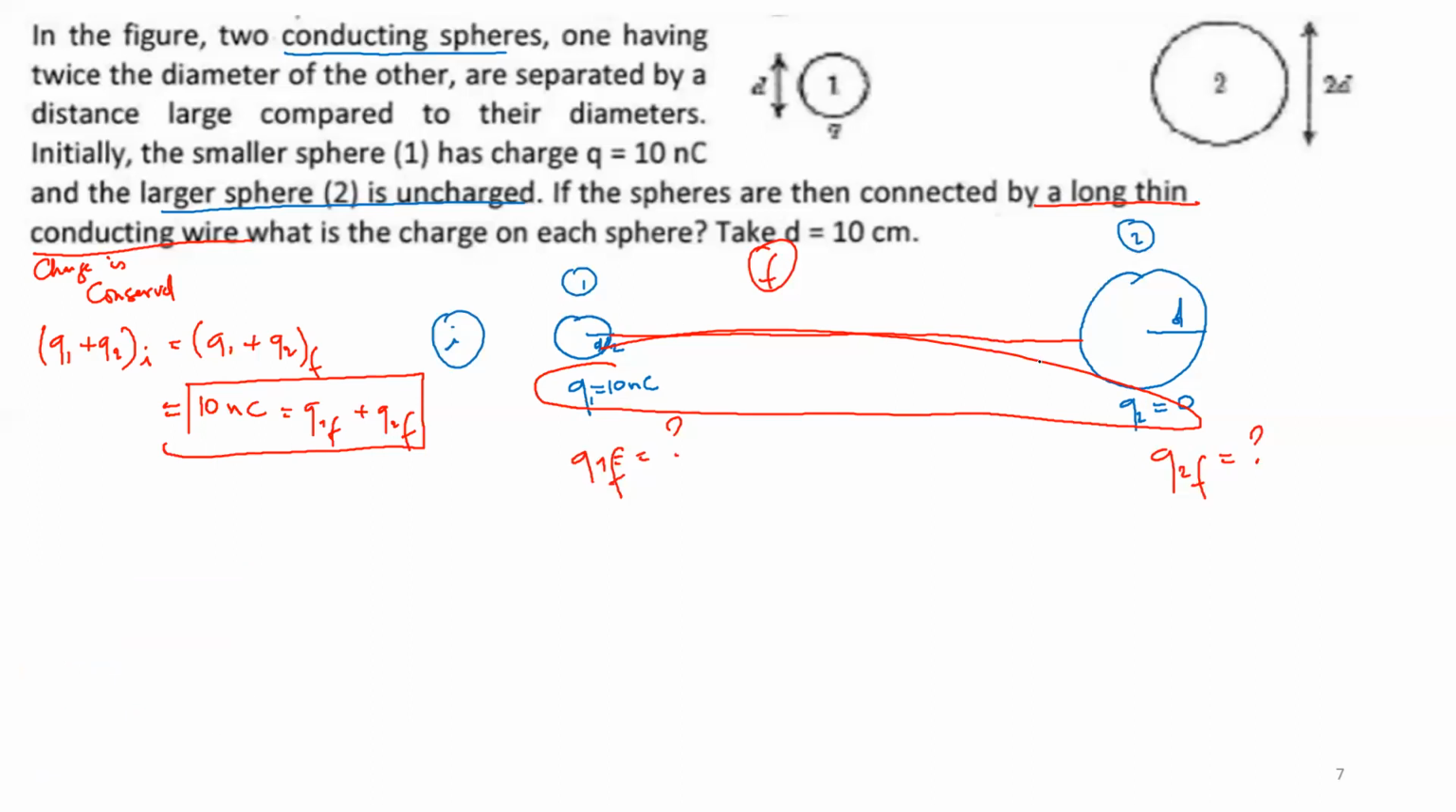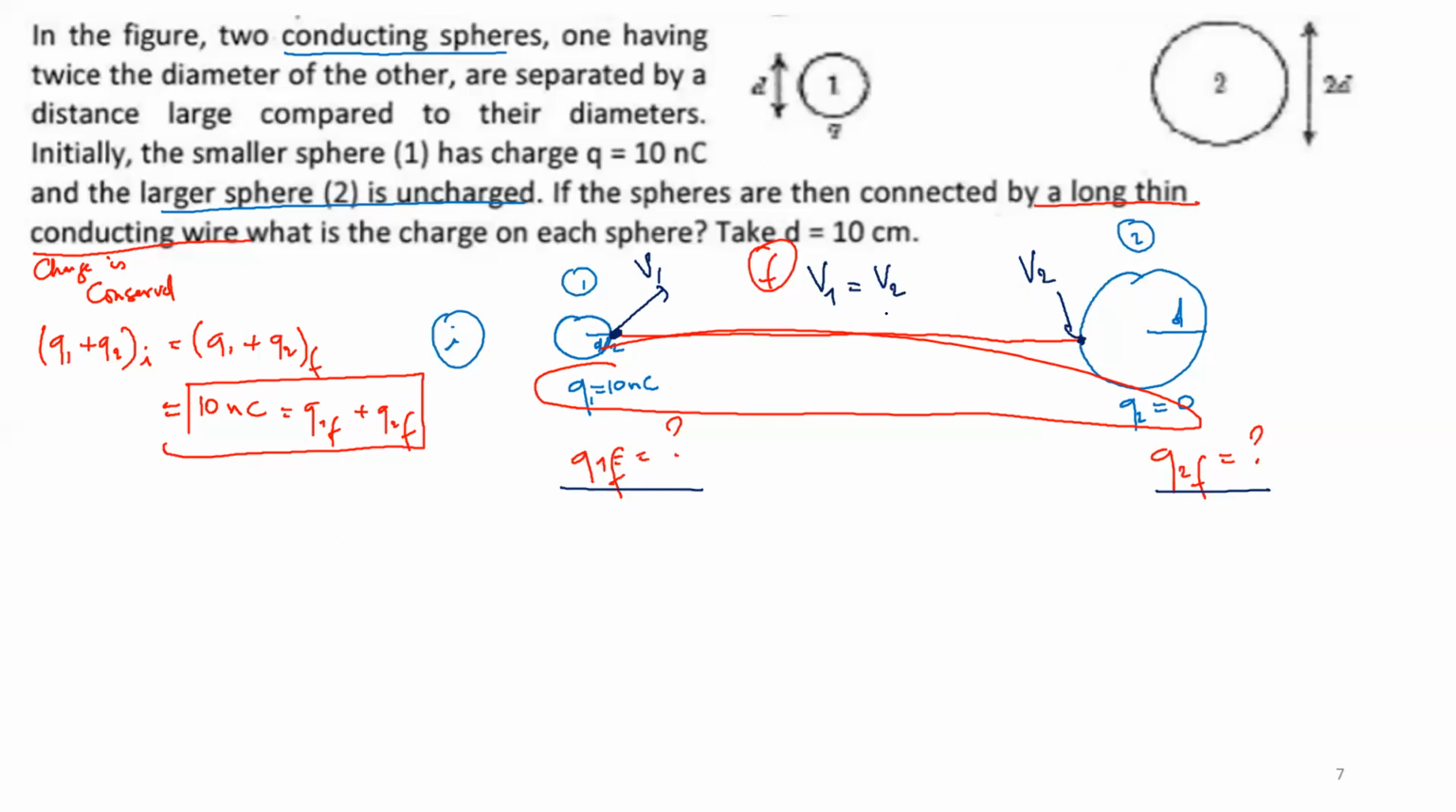Now finally, what will happen? They will exchange charge, and this one will have Q2 final and this one will have Q1 final. Now when will the exchange stop? The exchange will stop when the potential here, V1, is equal to the potential here, V2. So there will be no differential of potential anymore, and the charge will not be transferred anymore. So after static equilibrium, we will have V1 equal to V2 final.